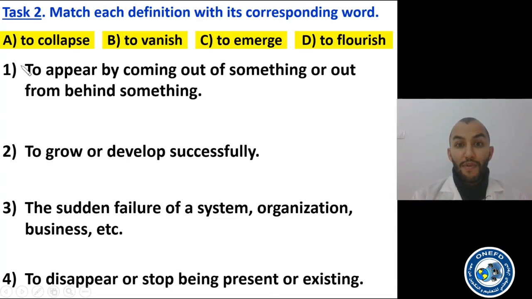Okay. Number 1. To appear by coming out of something or out from behind something. Number 2, to grow or develop successfully. Number 3, the sudden failure of a system, organization, a business, etc. Number 4, disappear or stop being present or existing. Now, pause the video, think about it, do it, and I'll see you right after.